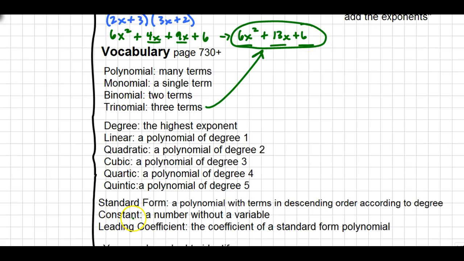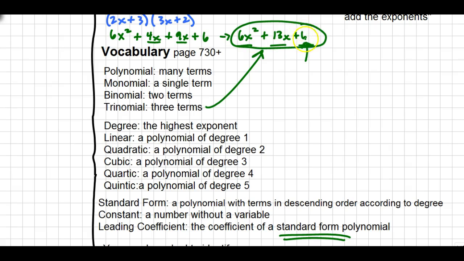Some polynomials have a constant, usually at the end, and it's just the name for the number without a variable. So in this case, our constant would have been the 6. And then the leading coefficient is the coefficient of the standard form polynomial. Now be real careful here. When it's in standard form, that means the highest exponent term is in front, and we want the coefficient that's at the beginning. So keep in mind that it's not the highest coefficient, it's just the coefficient that's in the front hand position.